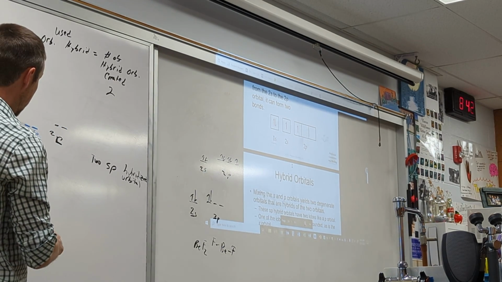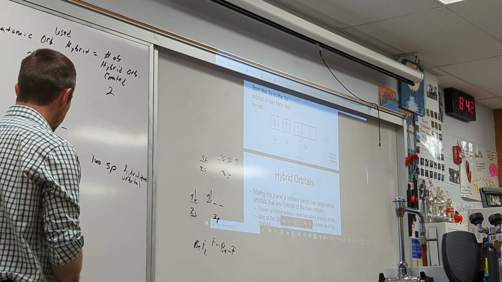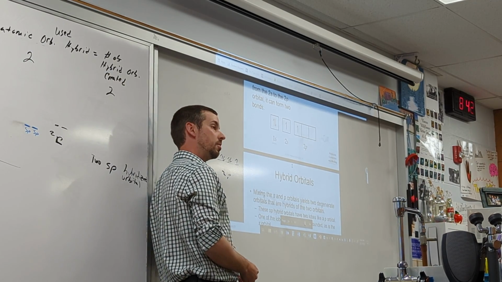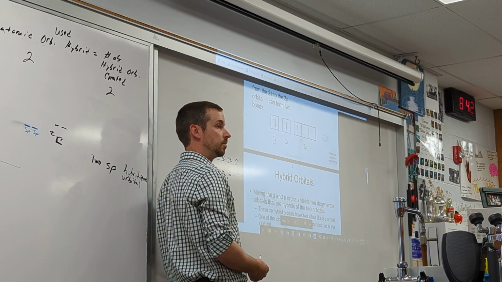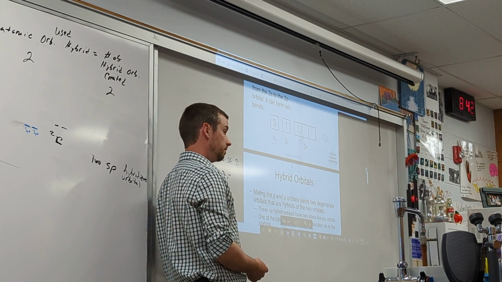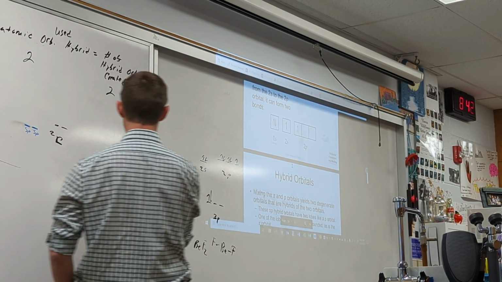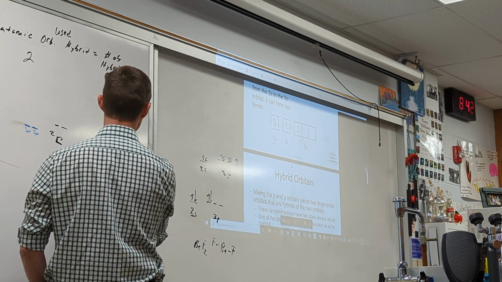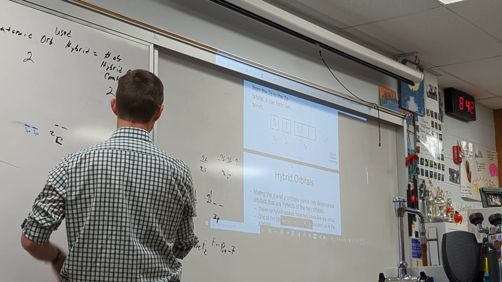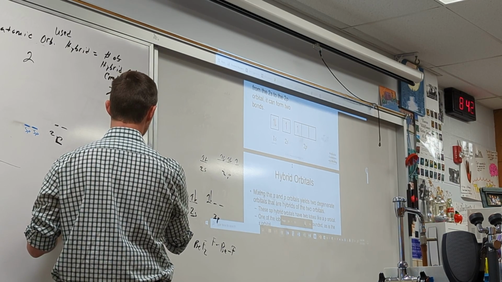All right, so now we'll start mixing things together. What geometric shape is this? Give me the molecular geometry of BeF2. Linear. So sp means linear. sp2 means trigonal planar.